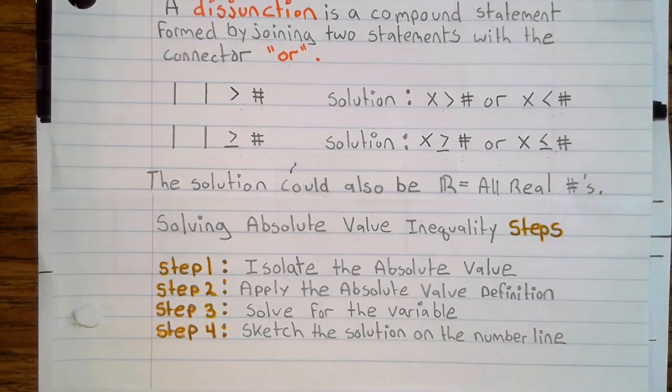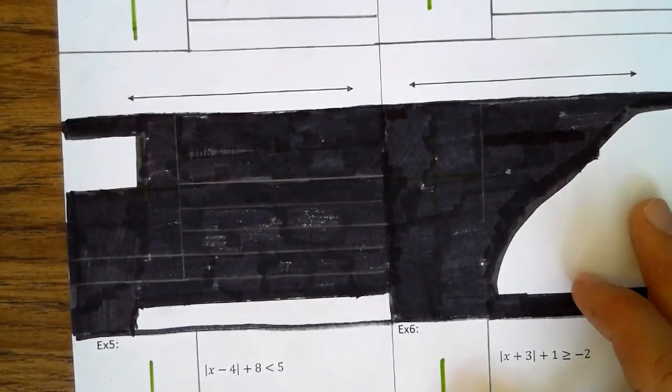Solving absolute value inequality steps. Step 1, isolate the absolute value. Step 2, apply the absolute value definition. Step 3, solve for the variable. Step 4, sketch the solution on the number line. If you would, update your notes. All right, now your notes are updated. Let's take a look at the examples.